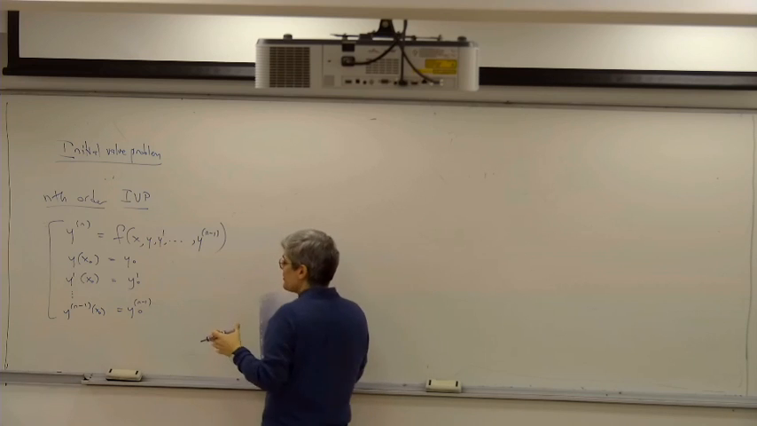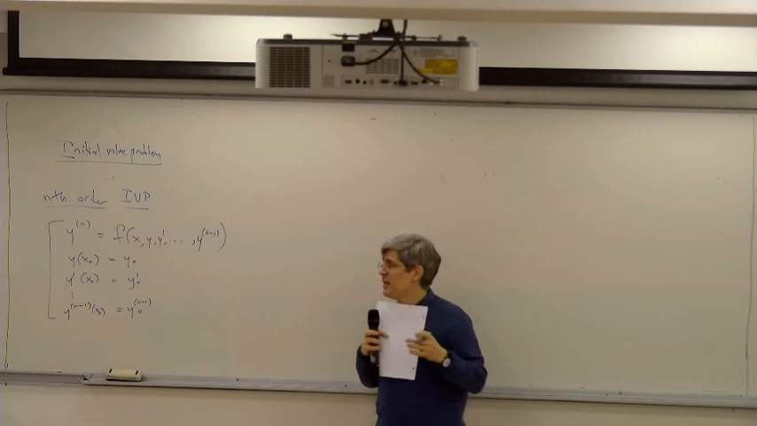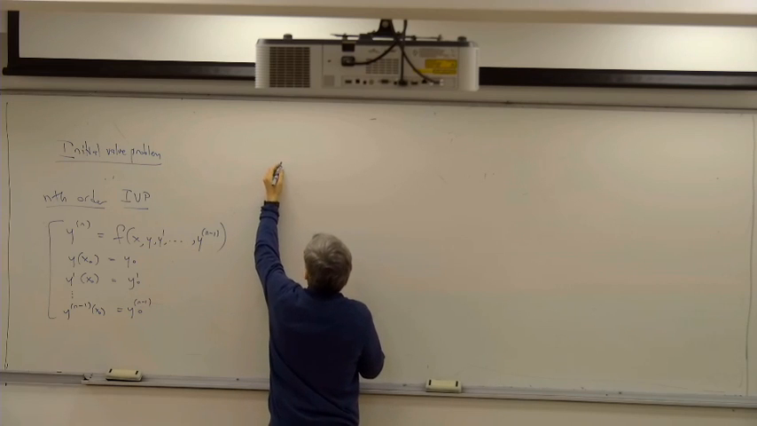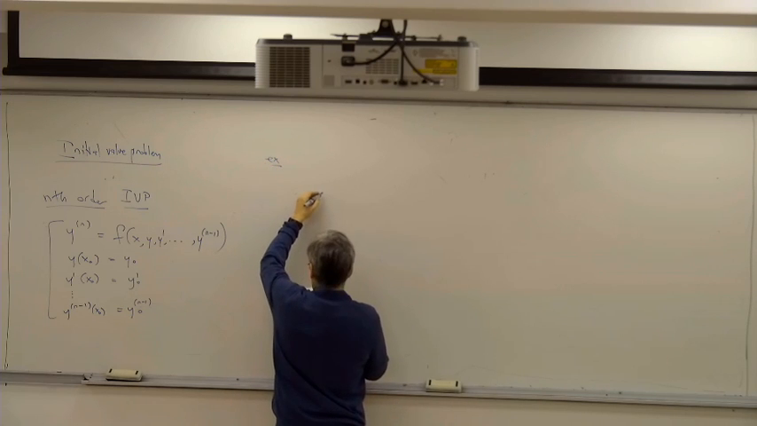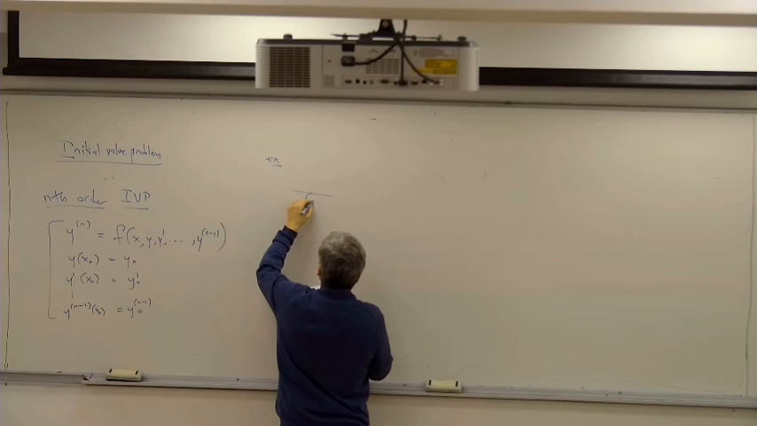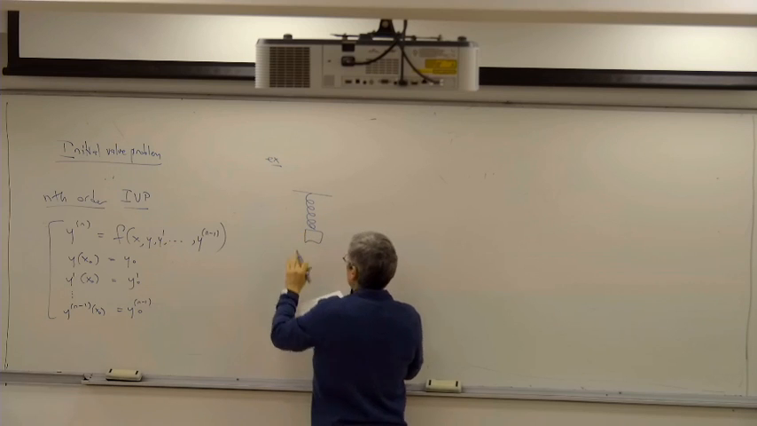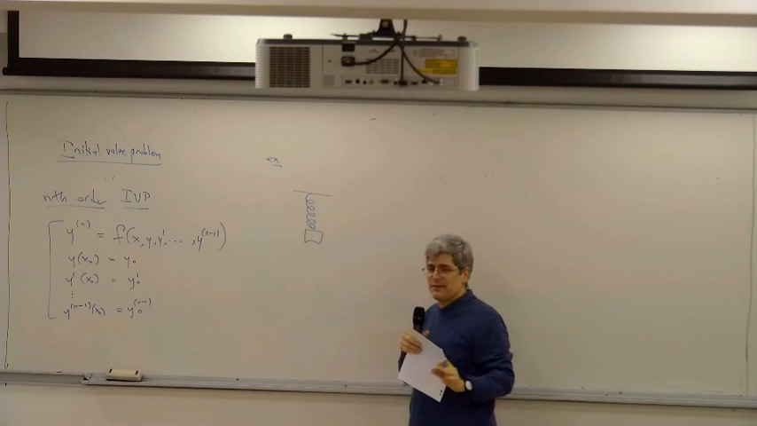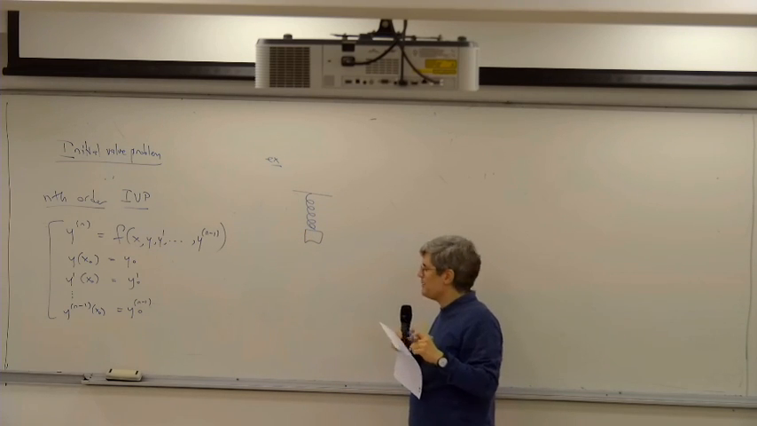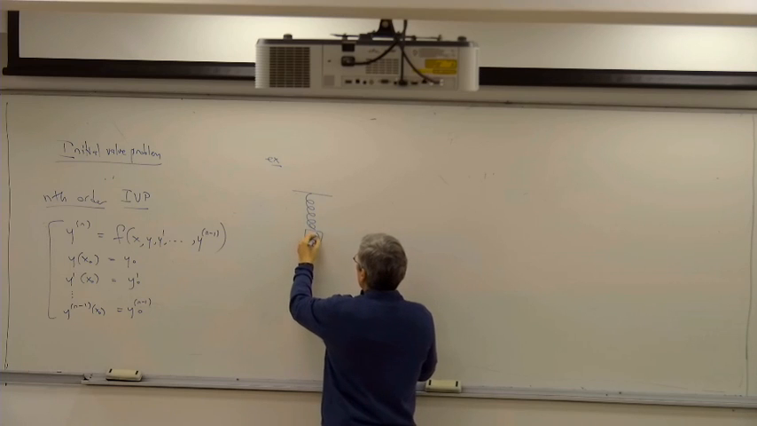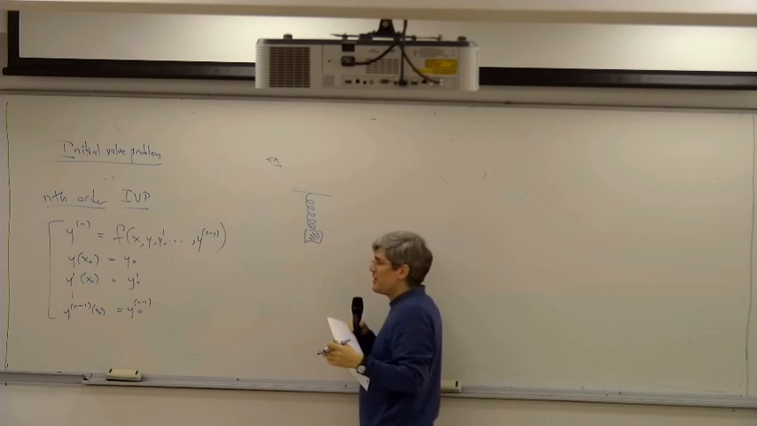And just so you see that this has physical meaning, I'll give you one physical example. I have a spring, and this is in a place without any gravity, so never mind the fact that it looks as though it's going down. And we want to discuss the motion of the spring.